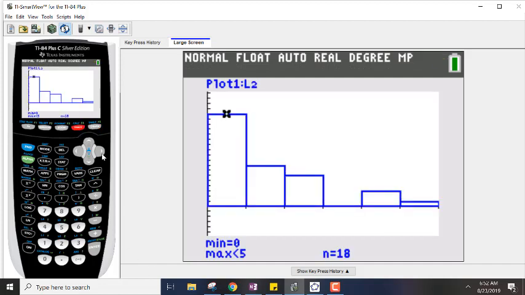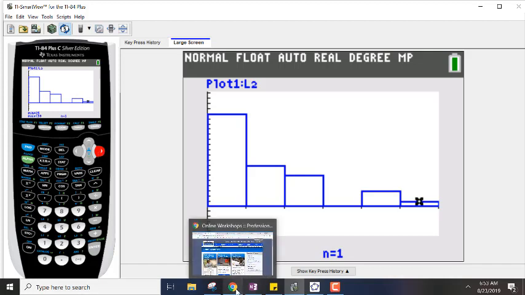Now, if you hit the trace button, that first class is from 0 to 5. That's what it says here, and there's 18 in there. 5 to 10, 10 to 15, nobody in the 15 to 20, which is fine. 20 to 25, and then 25 to 30. And we have one value in there. So we just have to sketch that. It doesn't have to be perfect.